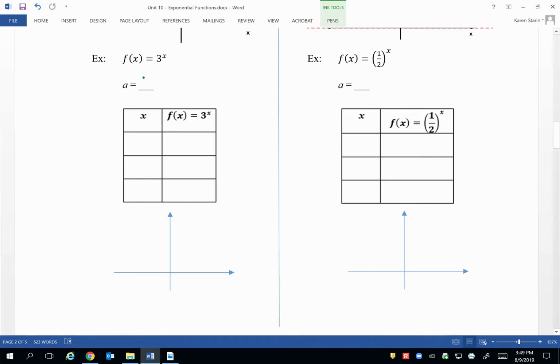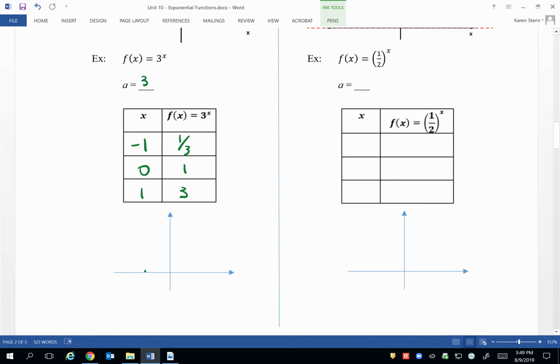So for f of x equals 3 to the x, a is 3. So for the x value of -1, we would have 1 over a as the output because 3 to the -1 power is 1/3. For 0, 3 to the 0 is 1. And for 1, 3 to the first power is 3.